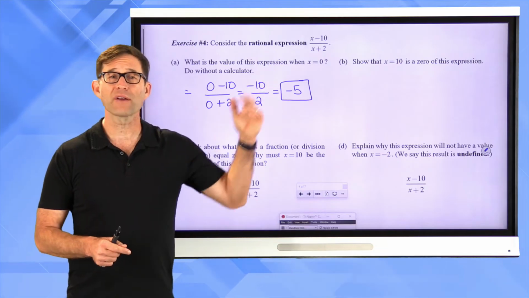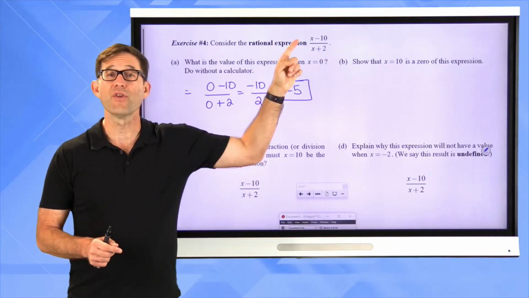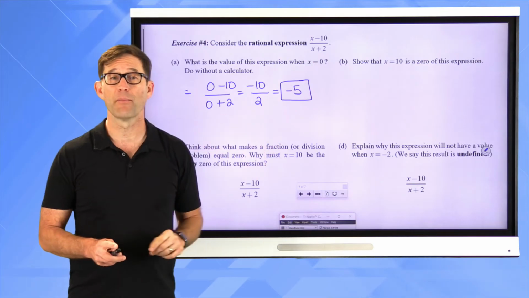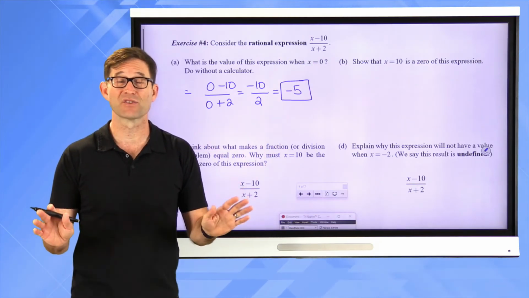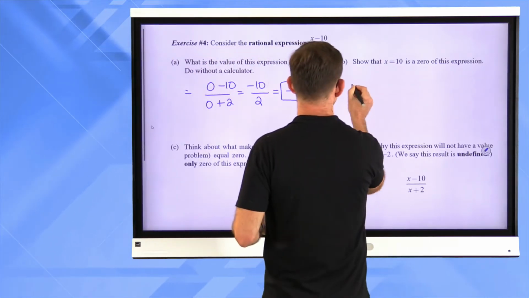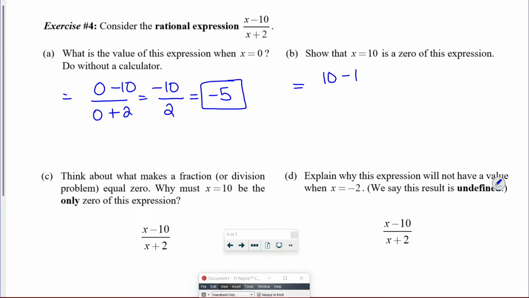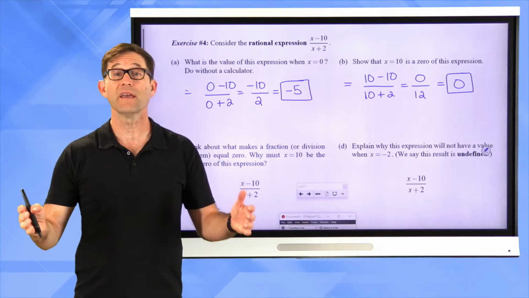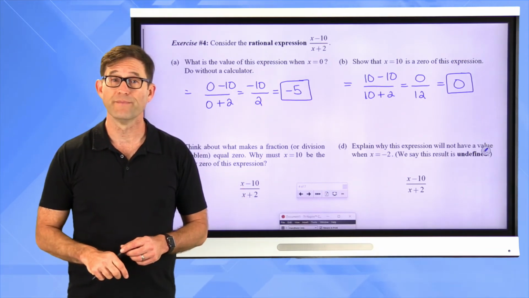Now, never forget that fractions represent division, specifically the numerator divided by the denominator. And you've been seeing that, I think, since about 6th grade, so hopefully it's something that's very comfortable to you. In this case, if I put x equals 10 in, I'm going to have 10 minus 10 divided by 10 plus 2. 10 minus 10 is equal to 0. 10 plus 2 is equal to 12. And 0 divided by 12 is 0, right? If I have 0 cookies that I divide up amongst 12 friends, each of them gets 0 cookies. So that is a 0 of the expression.